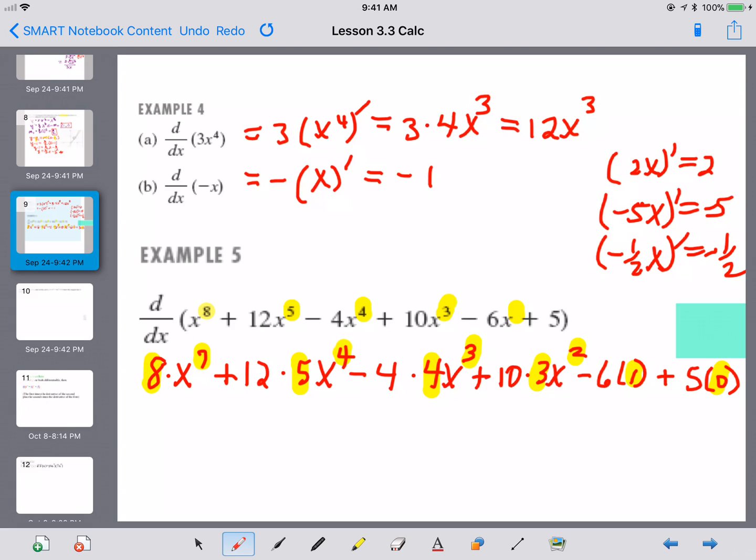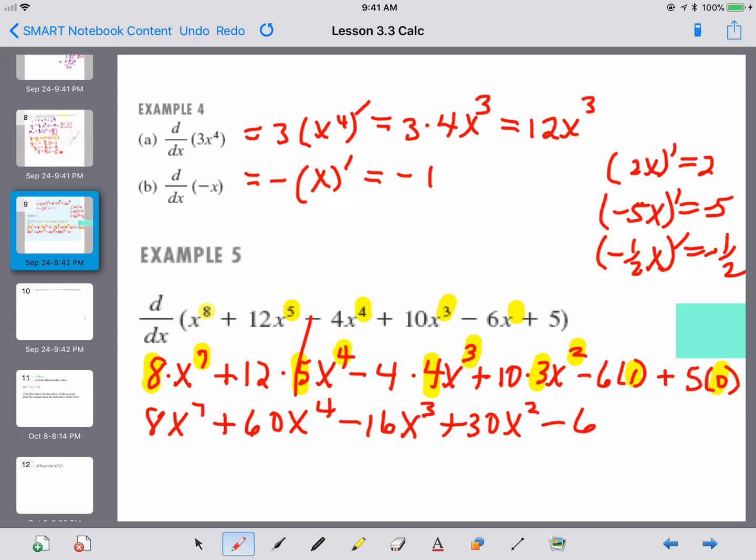Yeah, and then let's go ahead and make this a little nicer. So we get 8x to the 7th plus 60x to the 4th minus 16x cubed plus 30x squared minus 6. And we could technically keep on taking the derivative of that until the derivative equals 0.